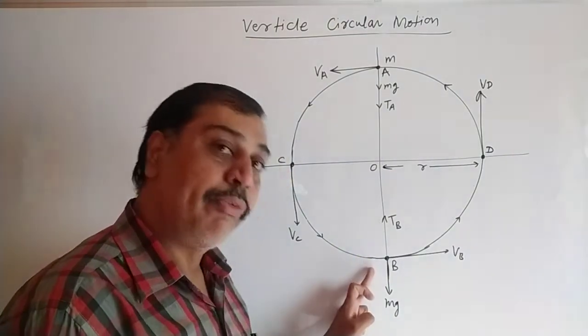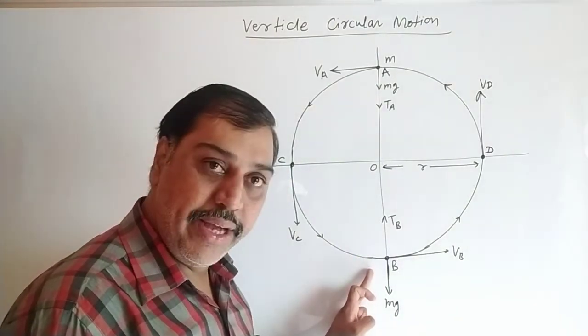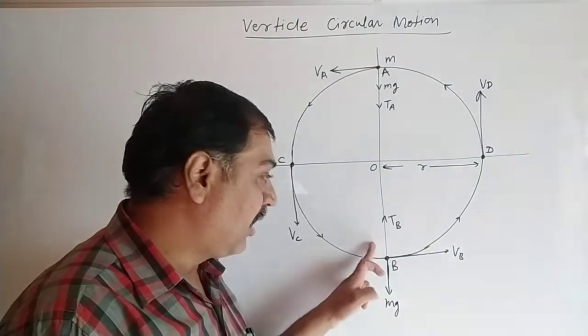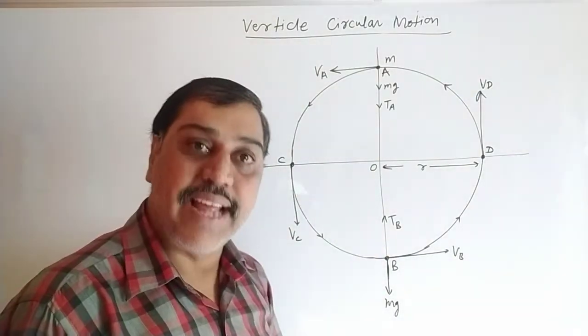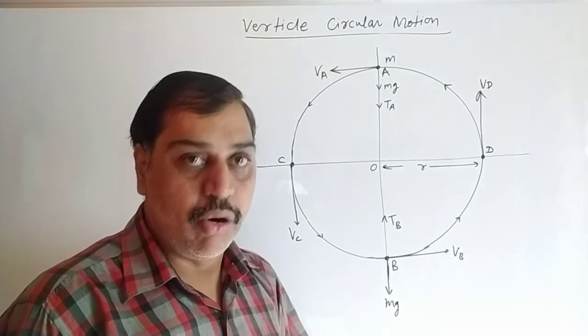At this place, the weight due to gravity goes in the downward direction and the tension goes toward the origin. At other positions these are in opposite directions. Here they are in the same direction. Both are coming in the downward direction.